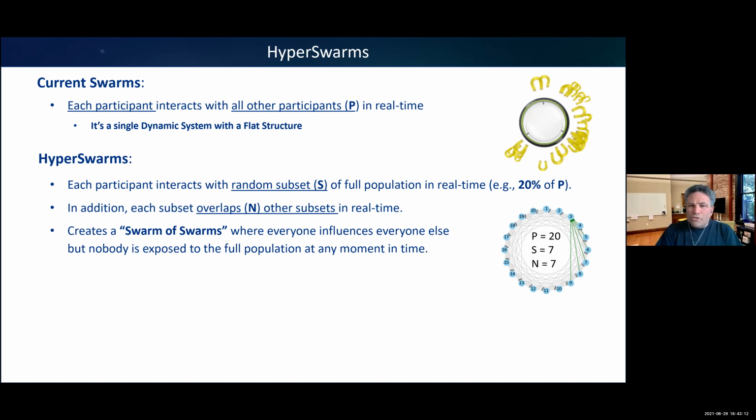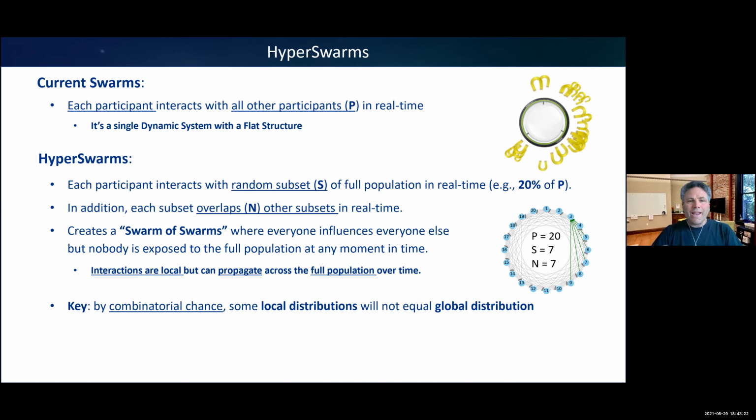Nobody's exposed to the full population at any moment in time, which means that the interactions are local in these subgroups, but can propagate across the full population very, very quickly. And the key here is that by combinatorial chance, some of these local distributions will be pretty different than the global distribution. I might think that I'm in the majority because I see a local group where I am in the majority, but really globally, I might be a part of a large minority.